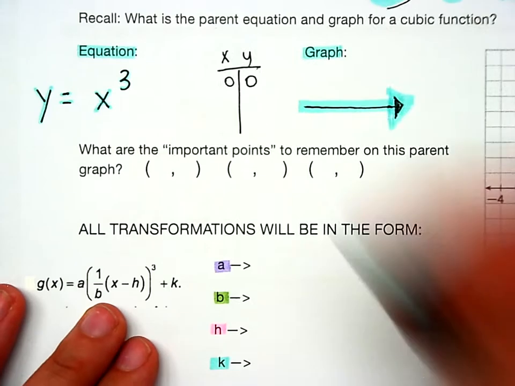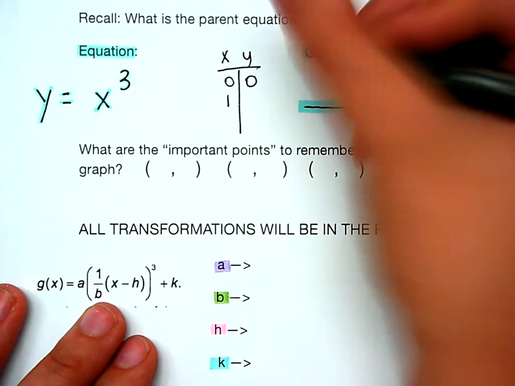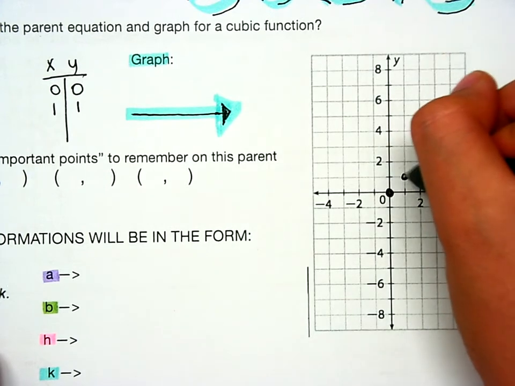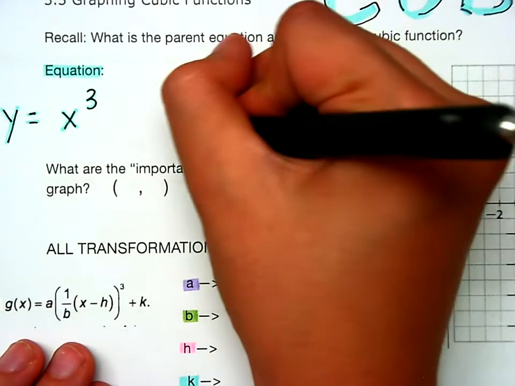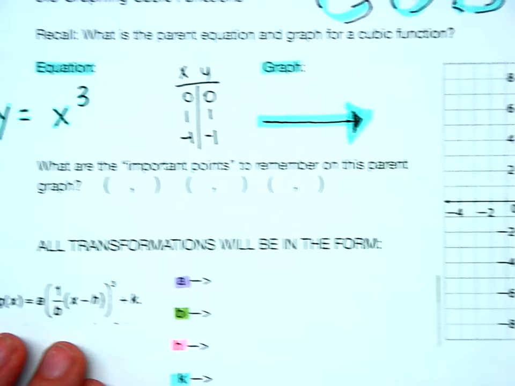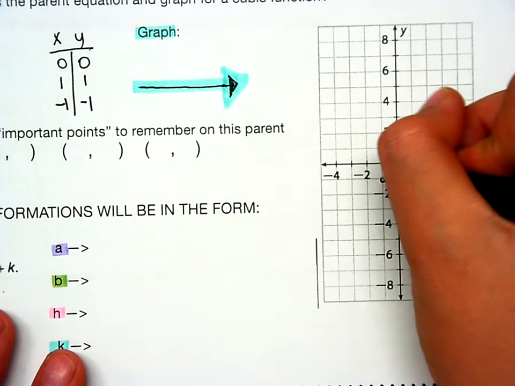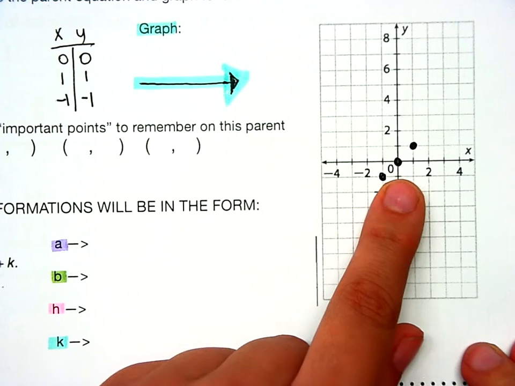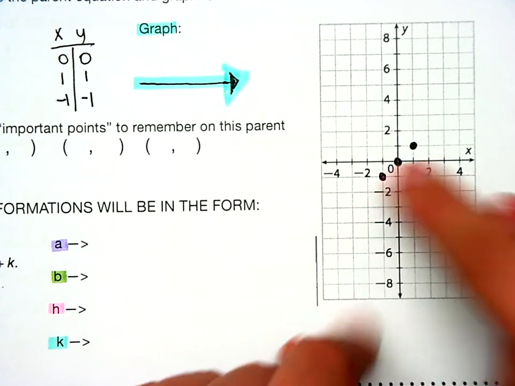Another really easy number to cube is 1. It's just going to give me 1. So again, over 1, up 1, that's my next point. Okay, and then another really easy one to cube is -1. If I cube that, it gives me -1. So I'm going to plot that. And you might see this and think, oh, this is just a straight line. We're going to connect all these.